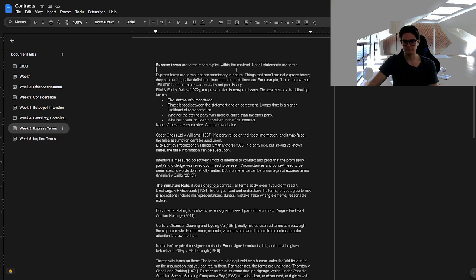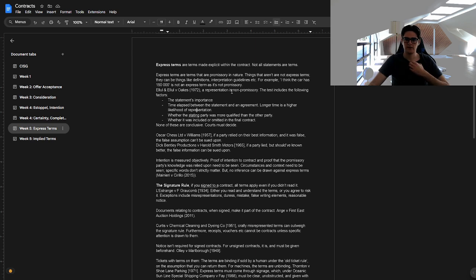Anyway, looking at express terms, and it's sort of exactly what you're thinking it is. It's any term in a contract which is made explicit within the contract. So not all statements are terms. So, for example, basically it's things that are promissory in nature. So using a trusty roll of tape, I say to you, this here is brown sticky tape that will stick things together, right? Bang, that's an express term right there. Not all statements are express terms, so we're looking at representations, mere representations.